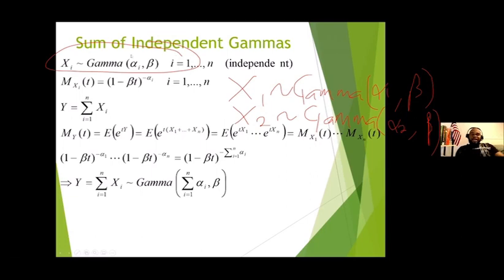Now, we want to use the idea of the moment generating function. We know that the moment generating function of any random variable that follows a gamma distribution is this guy here. Then it means the moment generating function of X_i, based on the information provided, is actually (1 minus beta t) raised to the power minus alpha_i. We did something like that before. I don't know whether some of you remember.